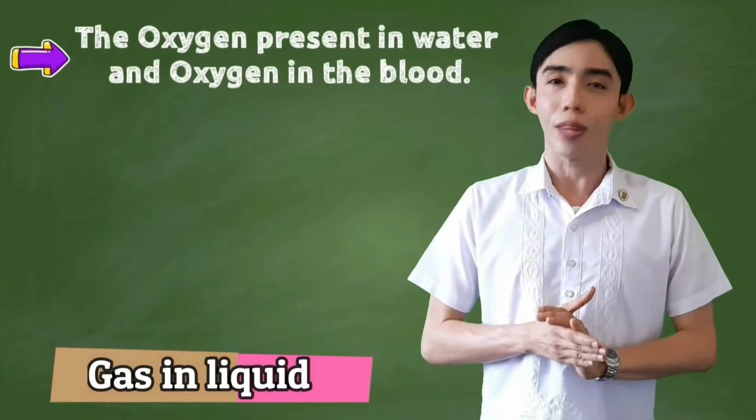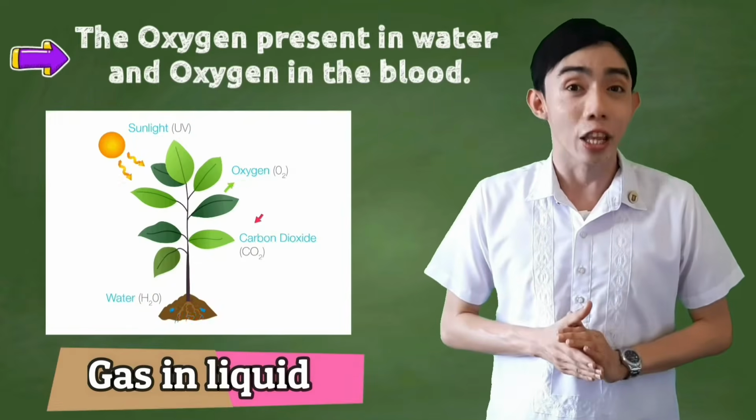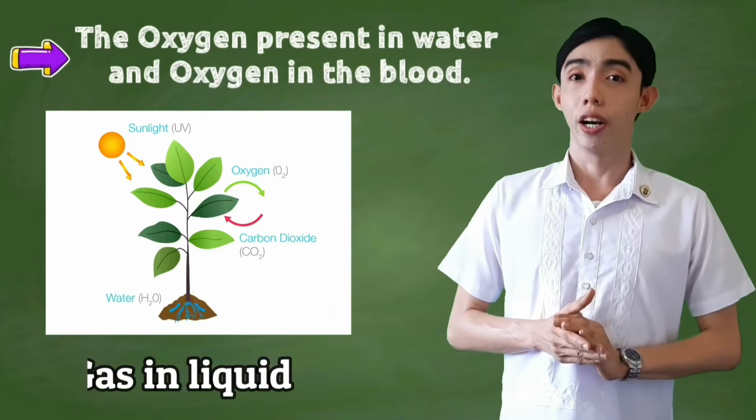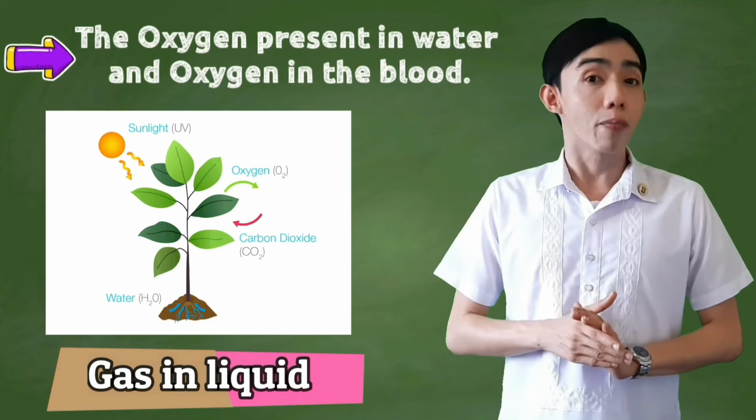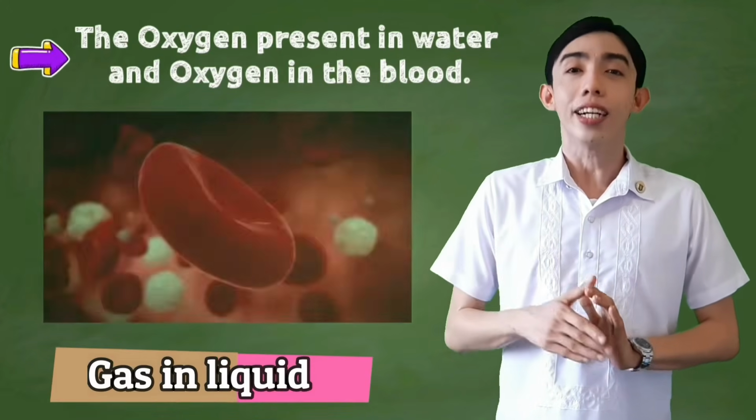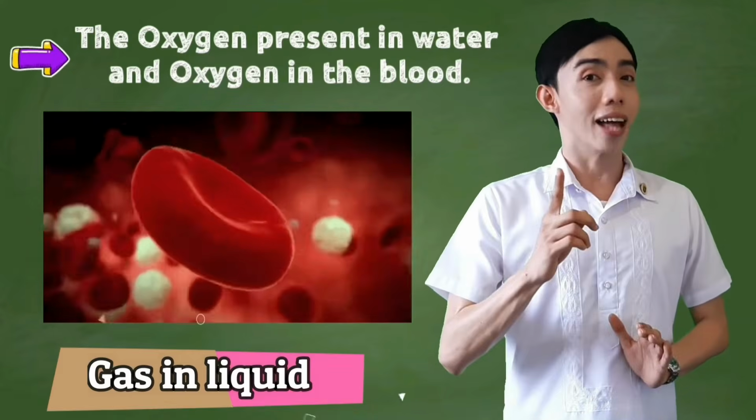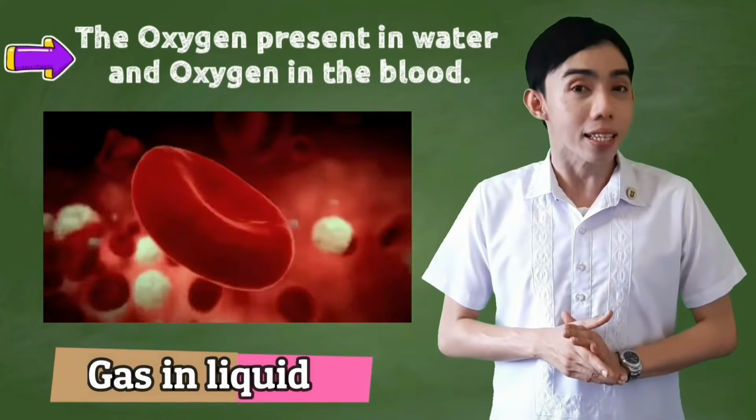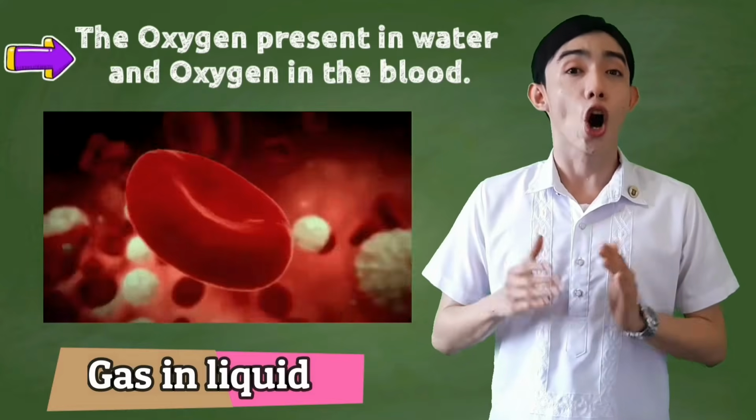Another good example of this is the oxygen present in water. Plants use it during the food making process. There's also oxygen in the blood, and this makes our cells function well.